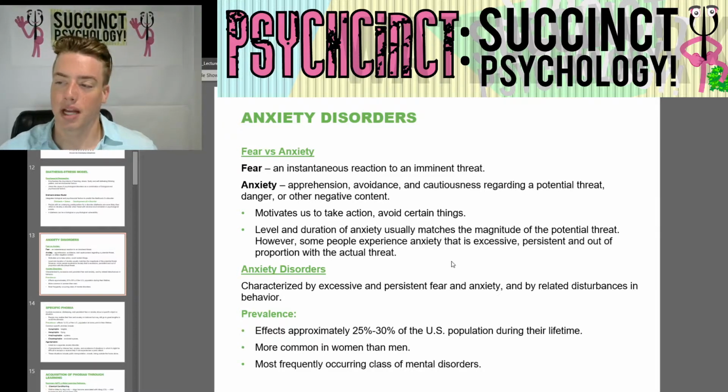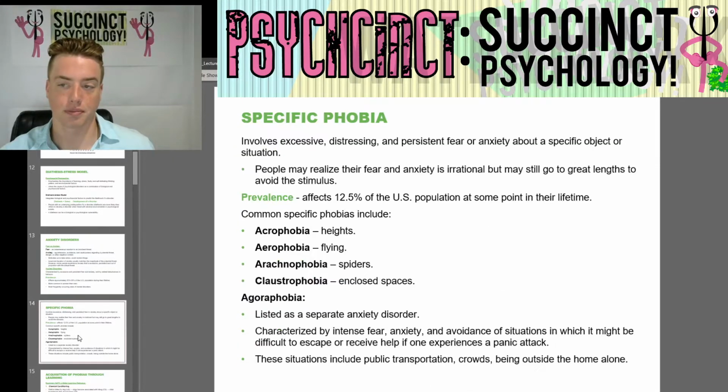Now, it motivates us to take action and avoid certain things, and the level and duration of anxiety usually match the magnitude of the potential threat. However, some people experience anxiety that is excessive, persistent, and out of proportion with the actual threat. So anxiety disorders are characterized by excessive and persistent fear and anxiety and by related disturbances in behavior. Now the prevalence: it affects approximately 25 to 30% of the U.S. population during their lifetime, is more common in women than men, and is the most frequently occurring class of mental disorders.